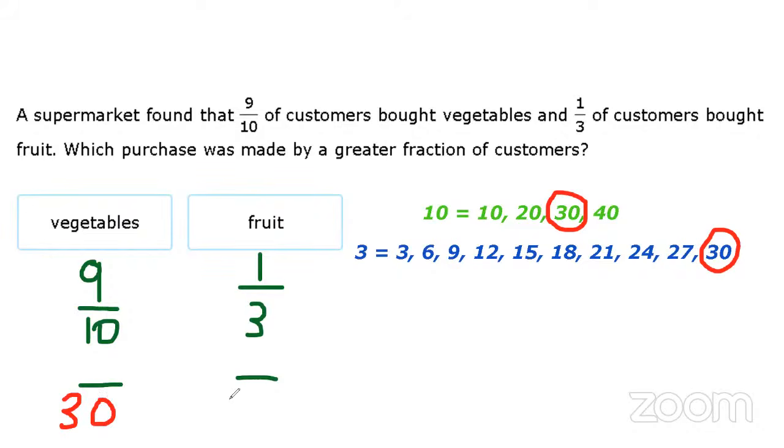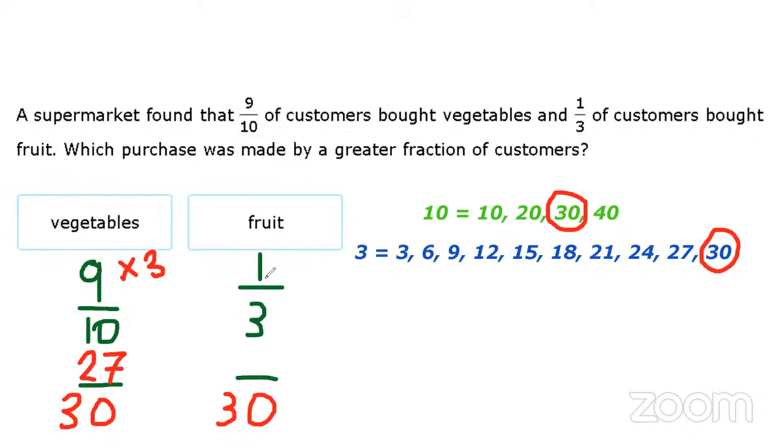And so our LCM, which is going to be our common denominator, will be 30. That means we're going to divide each whole into 30 equal parts. All right, so now to find the equivalent fraction, we need to say 30 divided by 10, and that would be 3. 3 times 9 would be 27. So 27/30, or 27 out of 30, represents vegetables.